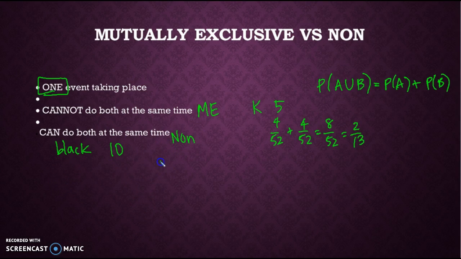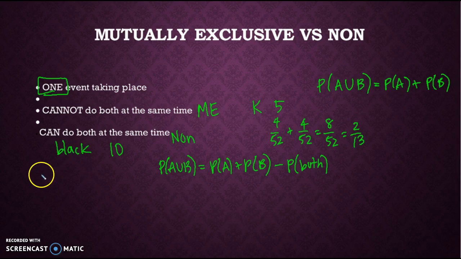So my formula for non-mutually exclusive is A or B equals the probability of A plus the probability of B. But if I add those together, I counted those two 10s, those two black 10s, in A and in B. So I counted them twice. So we got to take one out. So I'm going to subtract the probability of both. So if you can get both, you have to take it out.